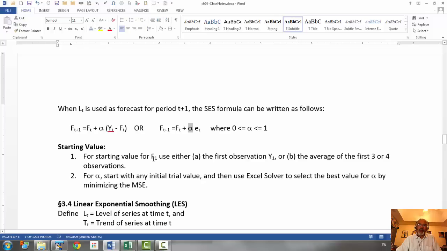How do we come up with that? There are a couple of ways in which we can come up with the initial starting value for the forecast. One is to use the very first actual y value as the starting value for F, or we can take an average of the first few observations and use that as a starting value for the next time period. So now let us go to the Excel file and set up this example.